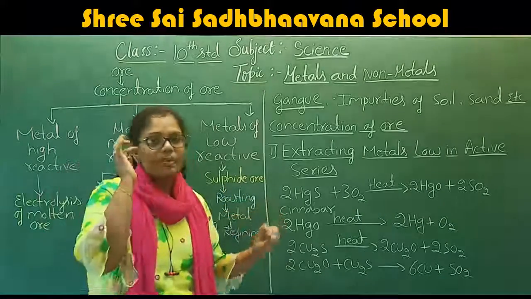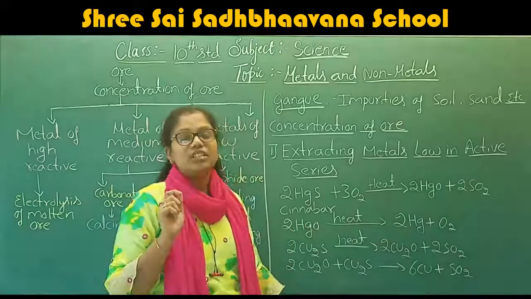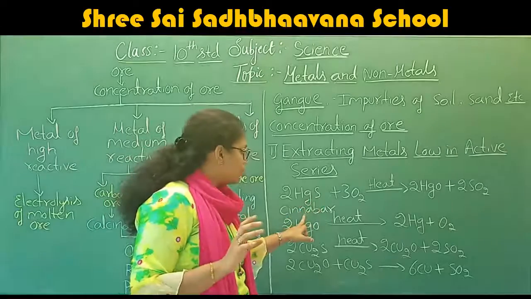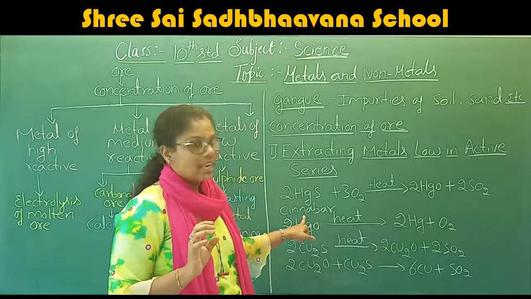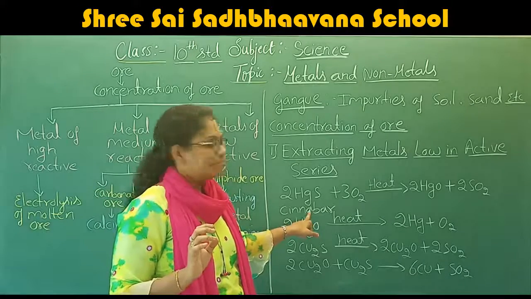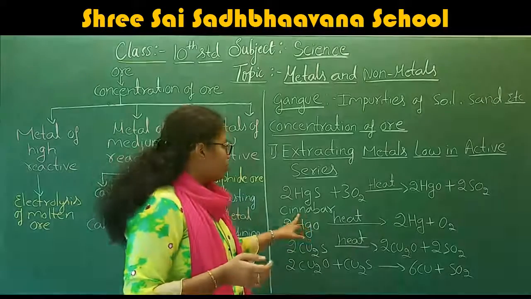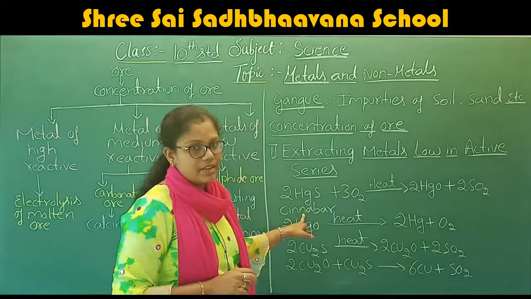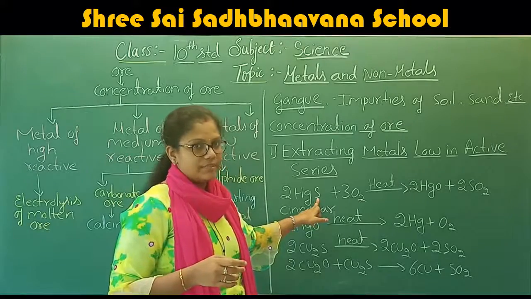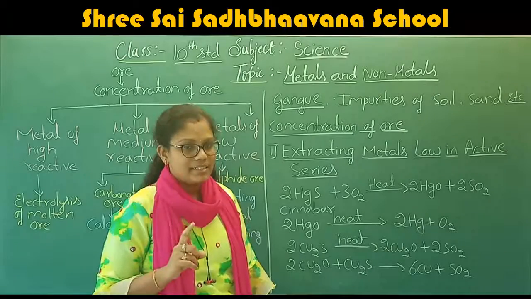If you see the example of mercury and copper, they are also present in nature in the form of sulfide ore. Mercuric sulfide, the name of this ore is cinnabar. C-I-N-N-A-B-A-R, cinnabar. It is the common name of mercuric sulfide, the ore of mercury. What is the formula of cinnabar? HgS, mercuric sulfide. These are some of the important reactions. You want to write them and practice them.